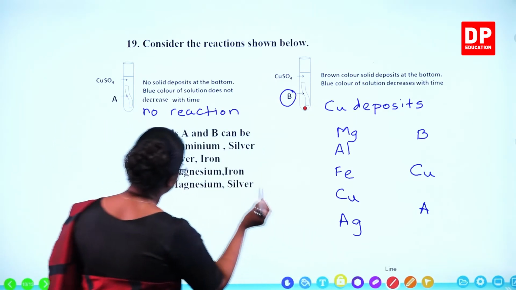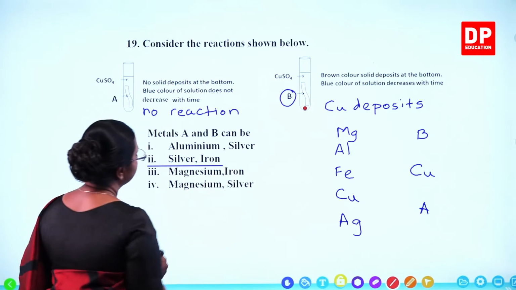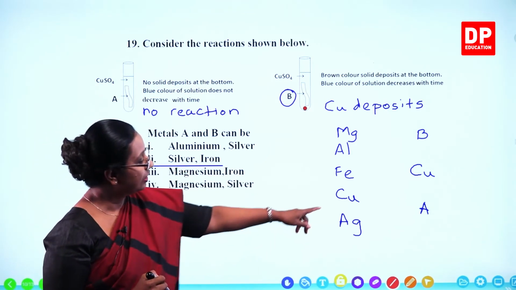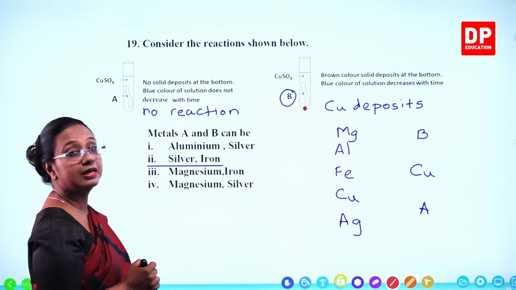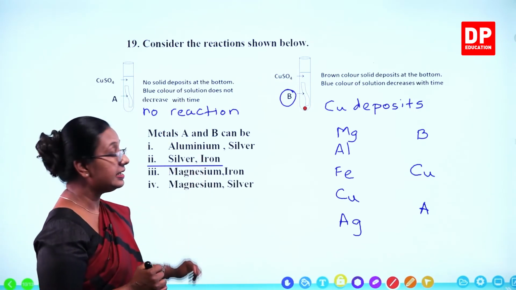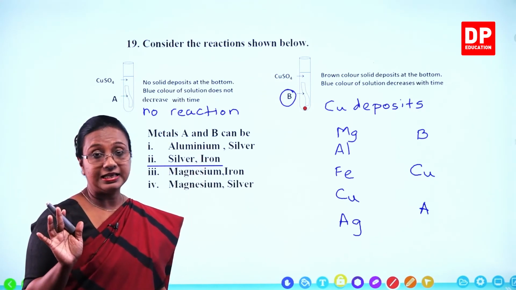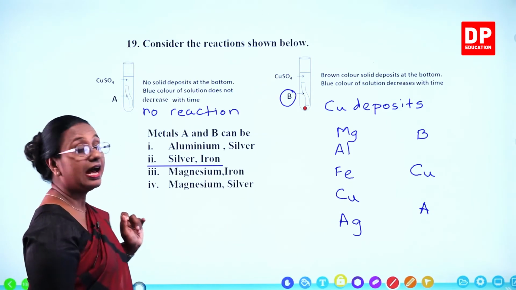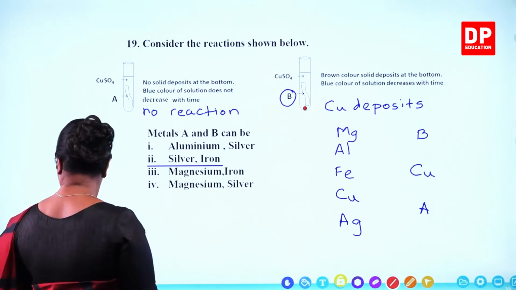So, here we can underline this. Silver is below, A is below and B is above copper. So, iron is above copper. Is that clear? With that, I will move on to the next question.